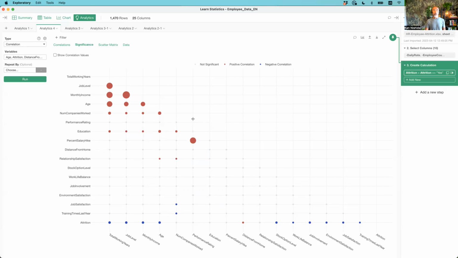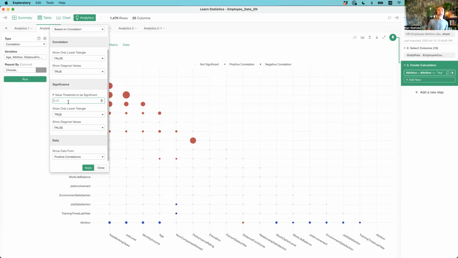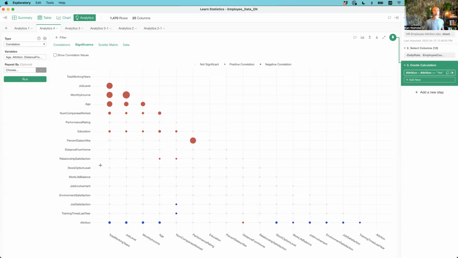Okay. So this one, I like it because it gives me a better idea of which relationships I should focus on, by taking into account whether that relationship is significant or not. Here is the significance setting. You can actually set that threshold. Say, I don't like the 5% thing, I'd like to set 1% or 0.1%. You can actually change that setting here as well. Okay, so that's the correlation.